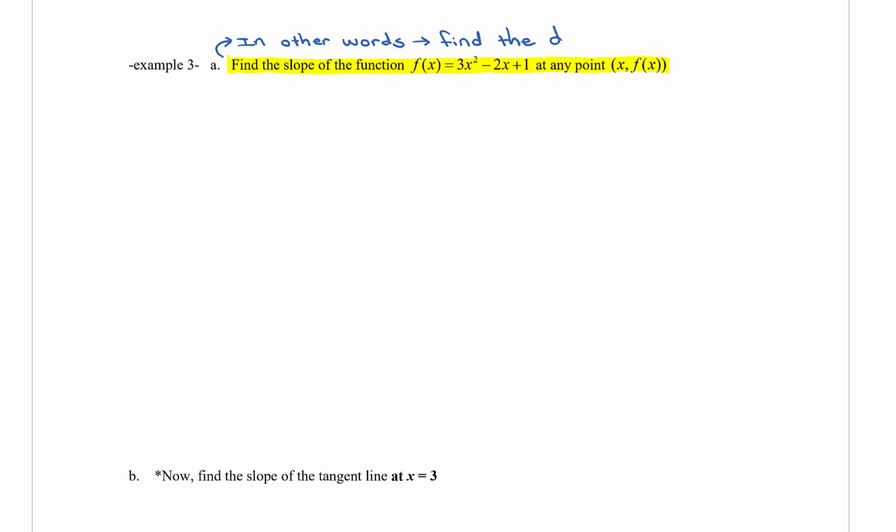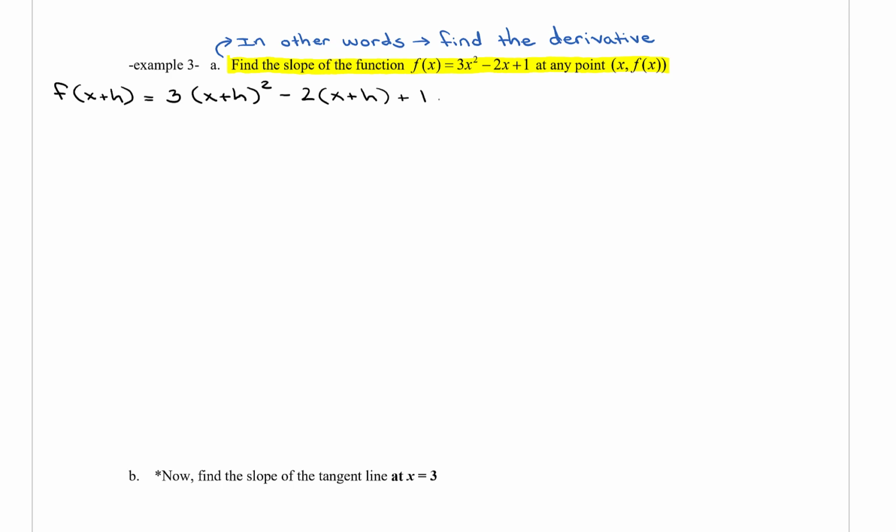So many times when we're doing these problems, it's kind of hard to figure out what exactly the problem is asking of us. If it's asking us to find the slope of a function, it basically wants us to find the derivative. So I'm going to start off by finding f of x plus h, which is going to be equal to 3 times the quantity x plus h, quantity squared, minus 2 times the quantity x plus h, and then plus 1.